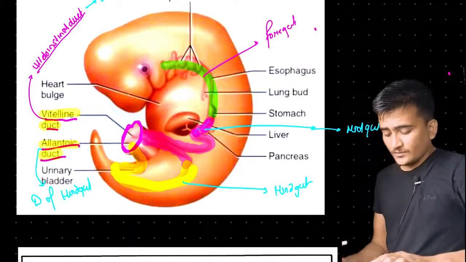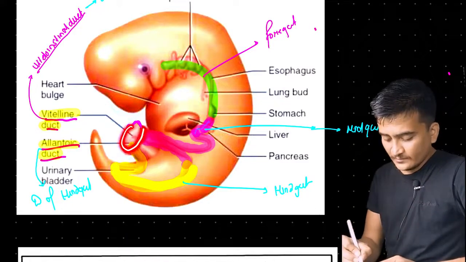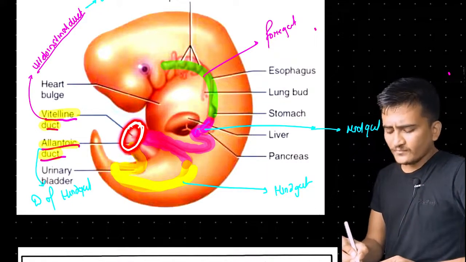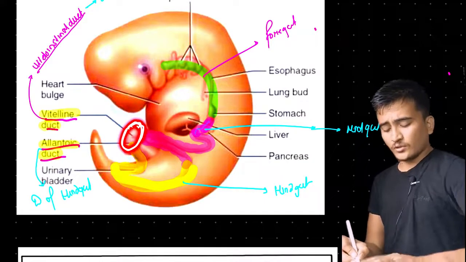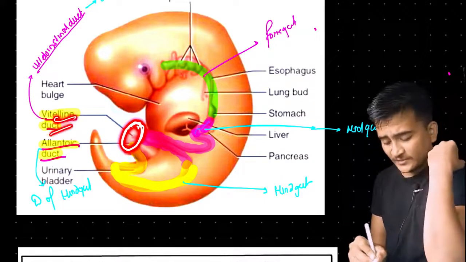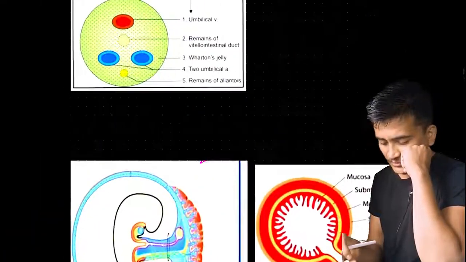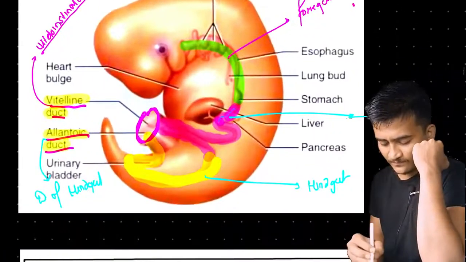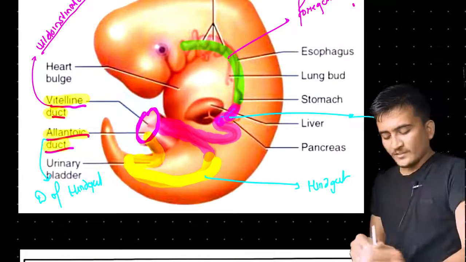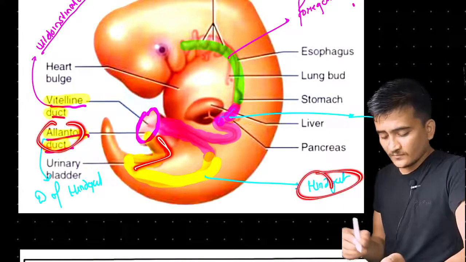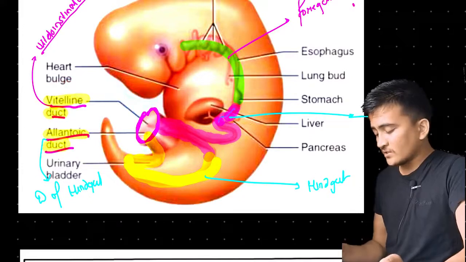So here, this is our umbilical cord, and what are the two contents of the umbilical cord? One is the vitelline duct, the vitellointestinal duct, and another is the allantoic duct. The allantoic duct is a diverticulum of the hindgut, and the vitellointestinal duct is a diverticulum of the midgut.